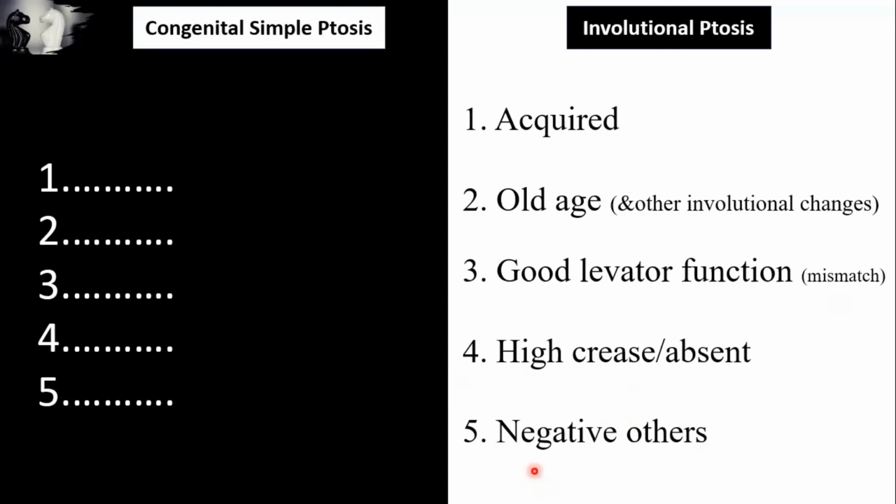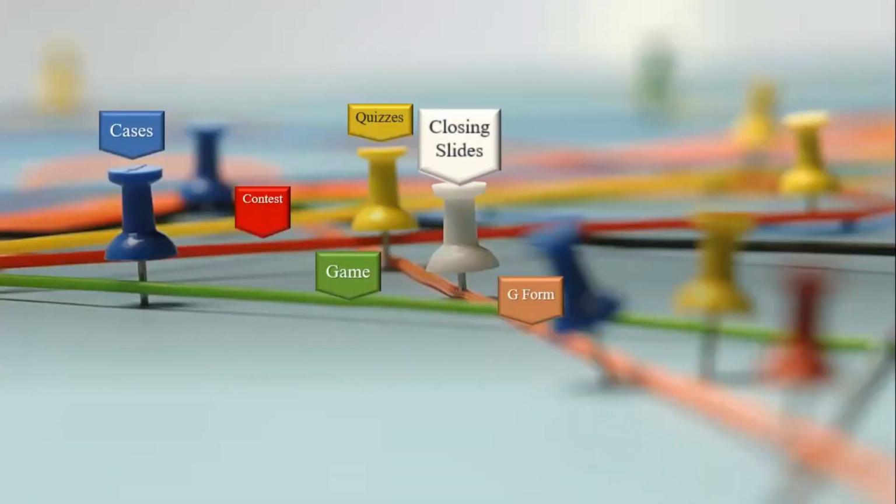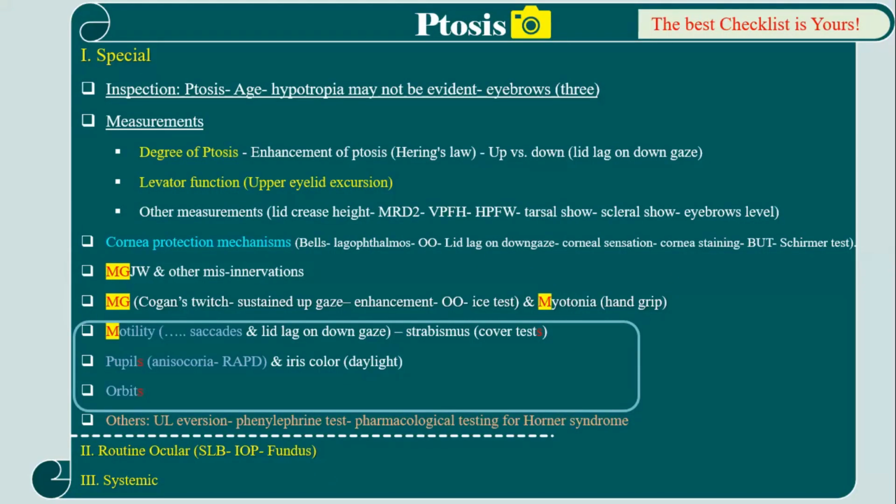And you have to mention the negatives. So no affection of the pupil, no affection of motility, no other findings suggestive of any systemic disease in either of the two. We have two parts, the closing slides. So again, as you've seen in the previous experiences, sometimes they ask you about how do you examine. So practice every step carefully and do it quickly and correctly.